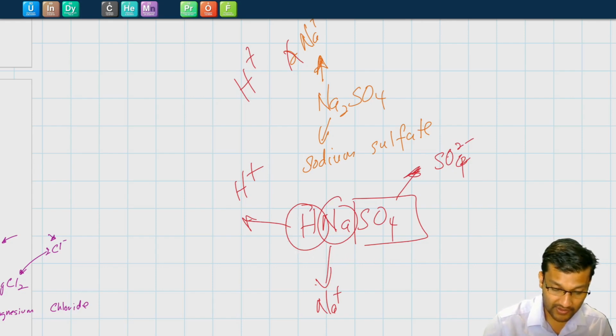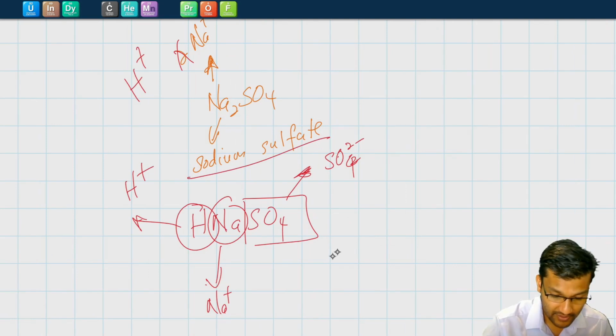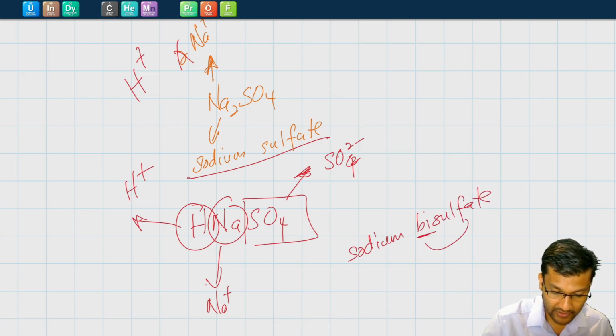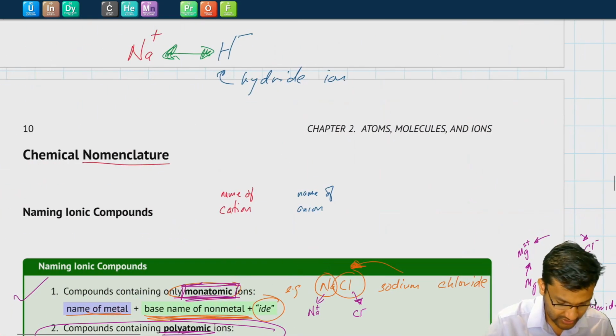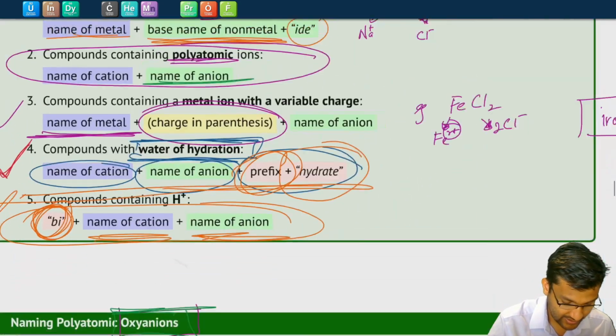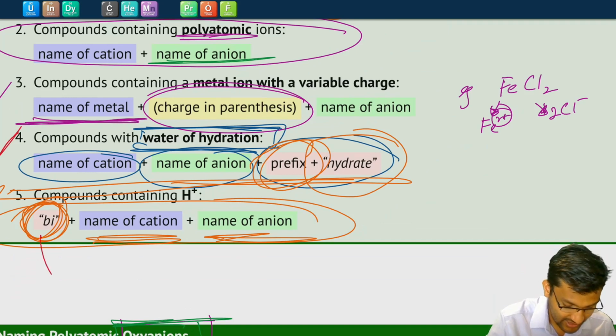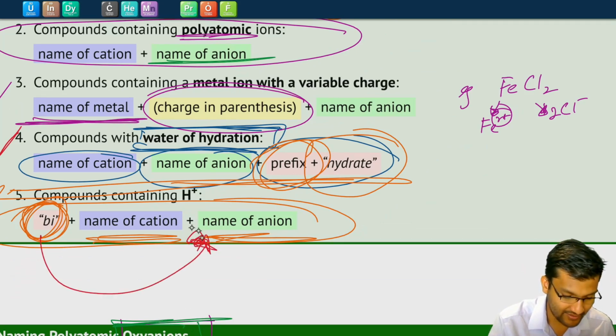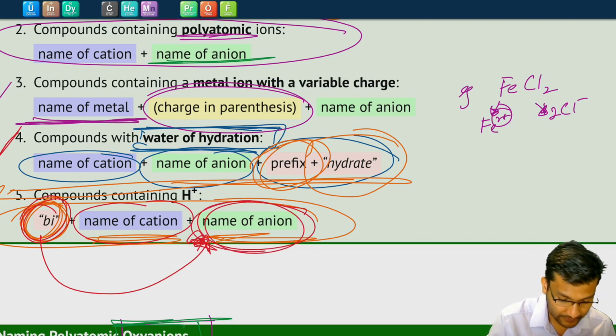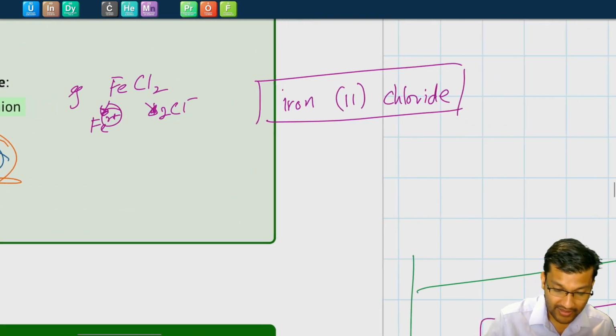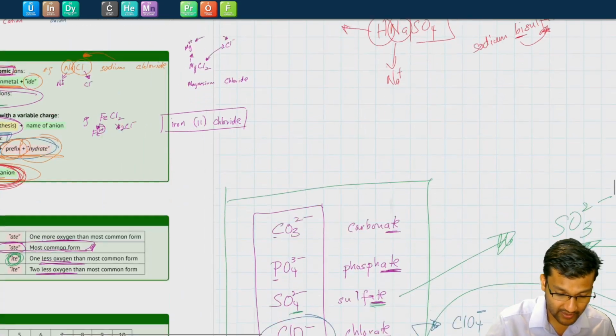But how do we name this? All we do is we add bi in front of the name. So this was sodium sulfate. This would just be sodium bisulfate. We add the bi in front of the anion, which means this here should actually be in front of the anion, not in front of the cation. Sorry about that. So you add bi in front of the anion. And that's how you name it. Sodium bisulfate in this example.